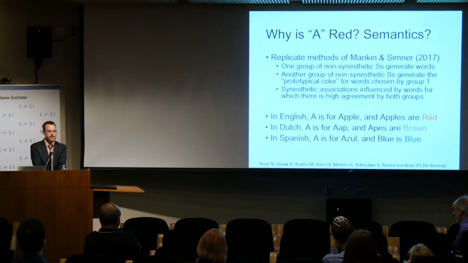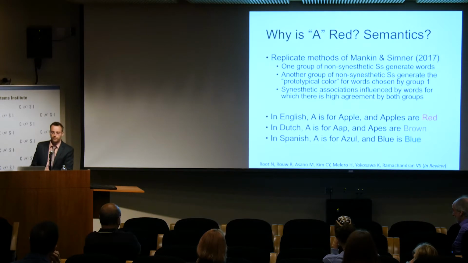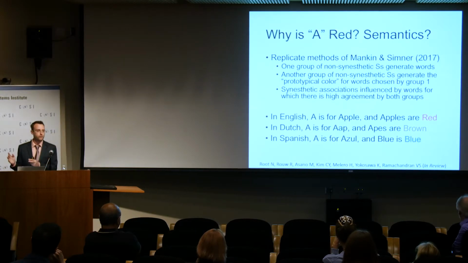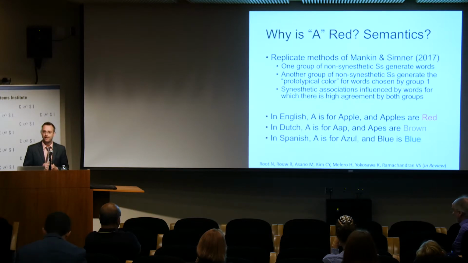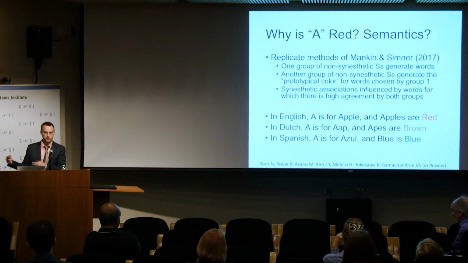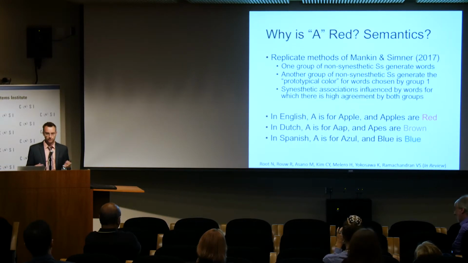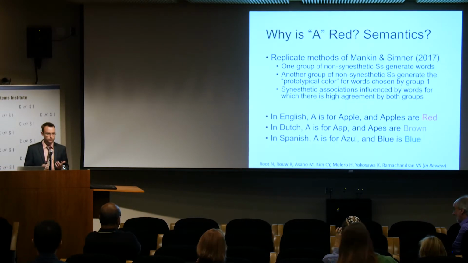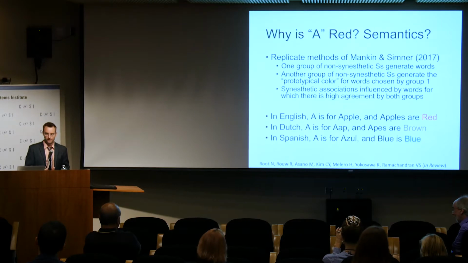Why is A red? A is red because A is for apple and apples are red. And so what we did is we replicated the methodology that they used to show that semantic associations in general can explain these pairings. You ask one group of subjects, give me a word that starts with A. Give me a word that starts with B. Give me a word that starts with C. And they keep doing this. And so they generate words. And then you look and see what words get commonly generated.